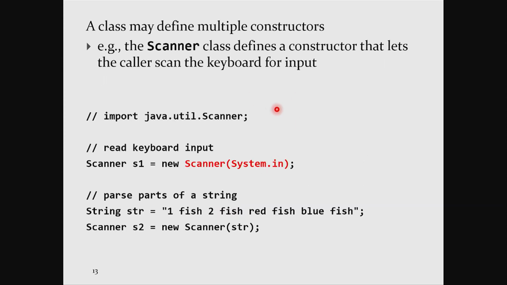So the Scanner class is an example of a class that has several constructors. Actually, it has quite a few. The first one is a constructor that lets the caller scan the keyboard for input. Here you have to pass in what's called an input stream object. There's a second constructor where you can pass in a string object, and you can have the scanner that's created scan that string.